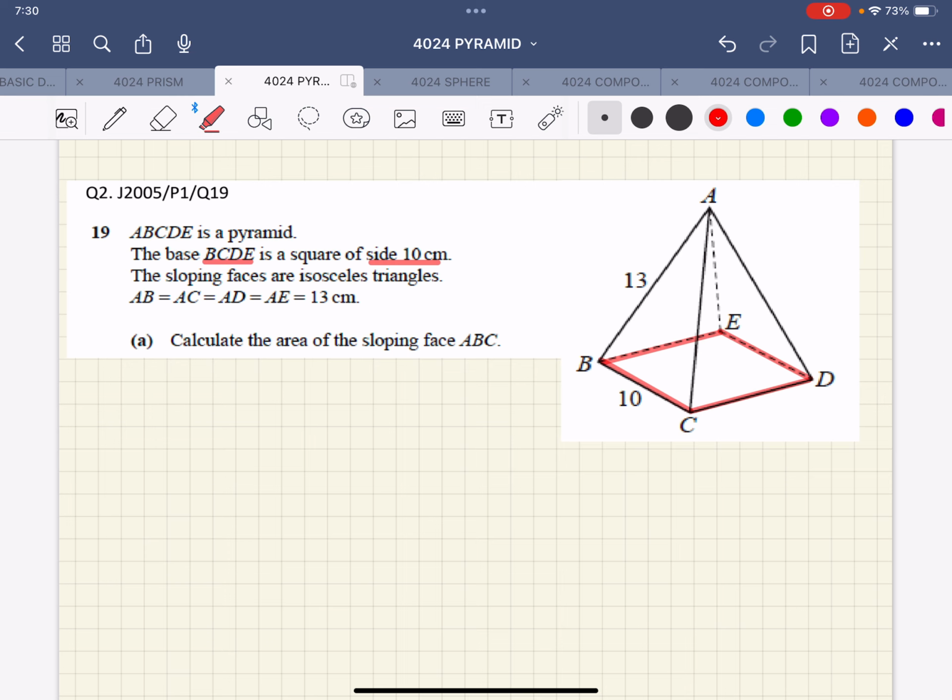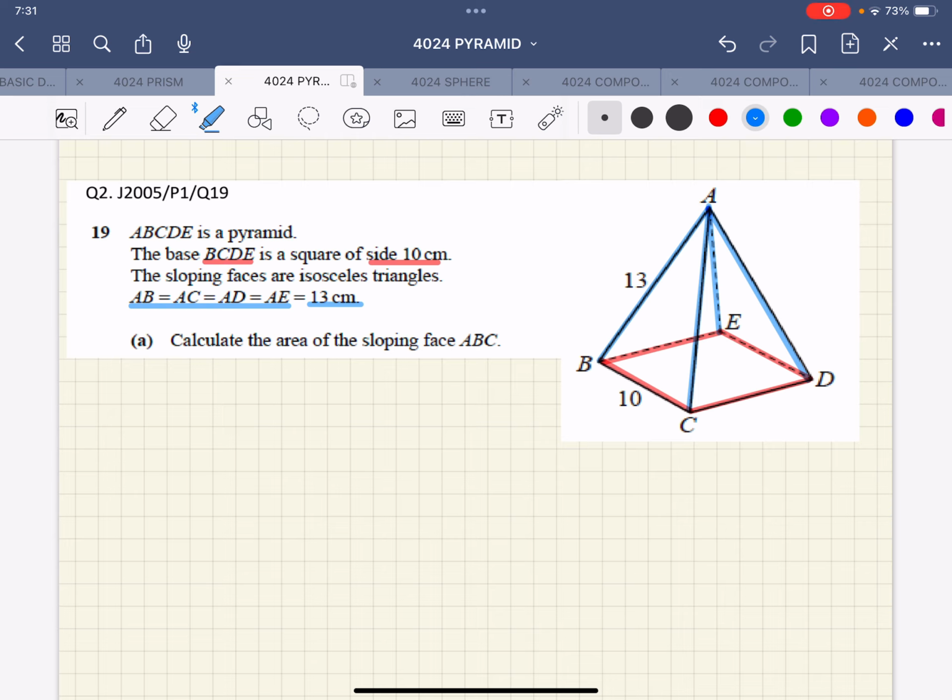The sloping faces are isosceles triangles. AB, AC, AD, AE is 13. So this is AB and this is AC. And what else is there? There is AD. This is also a sloping face like this. And then there is a sloping face that goes like this. Of course, it's a 3D figure, so it won't give you that feel that they are equal. Calculate the area of the sloping face ABC.